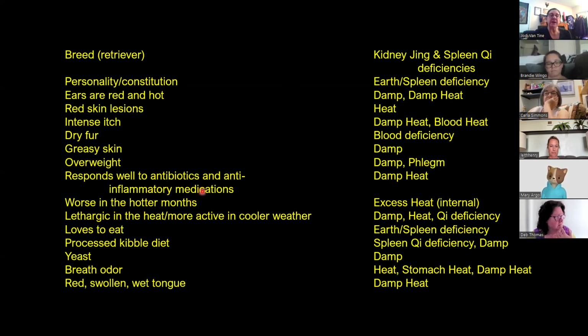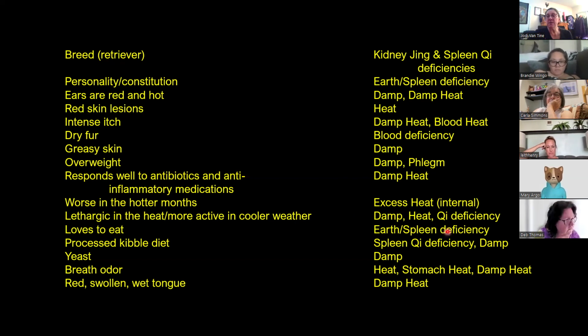Positive response to antibiotics and anti-inflammatory medications, again, damp heat. Worse in the hotter months, that tells me that there's probably an excess heat, and the heat is probably internal. He's lethargic in the heat, more active in cooler weather, again, damp and heat, and probably also a bit of chi deficiency. Loves to eat. There's that earth and spleen constitution and spleen deficiency. Processed kibble damages the spleen chi and generates all of those other things that we just talked about.